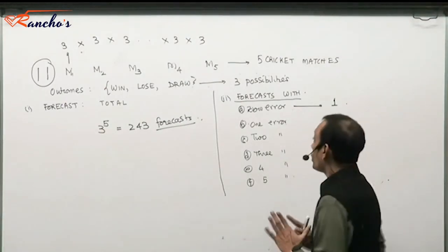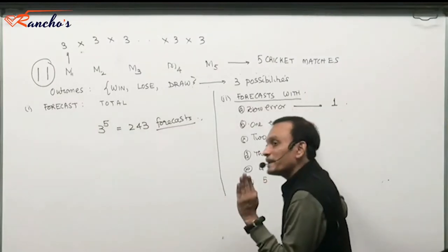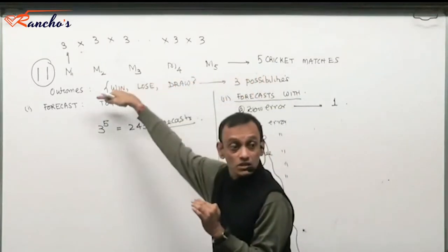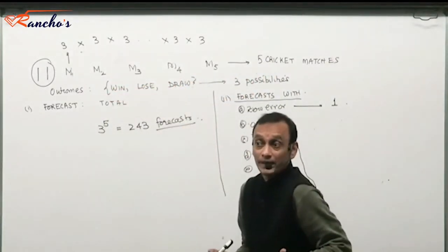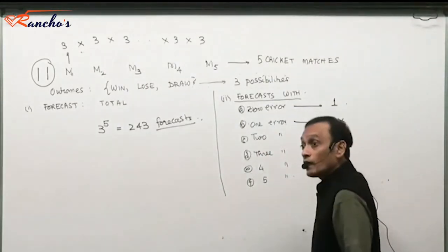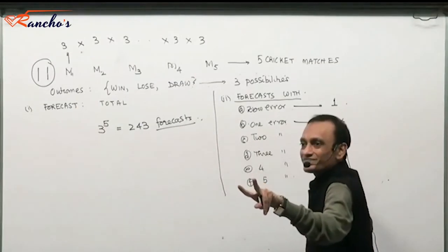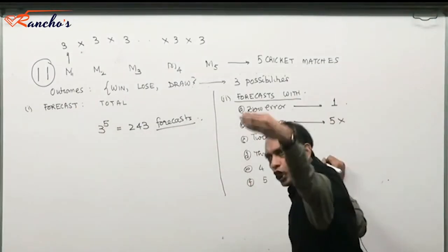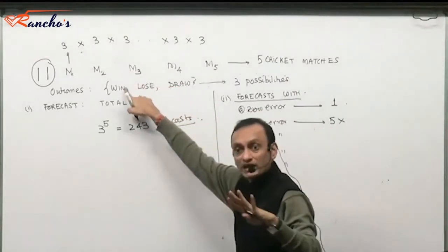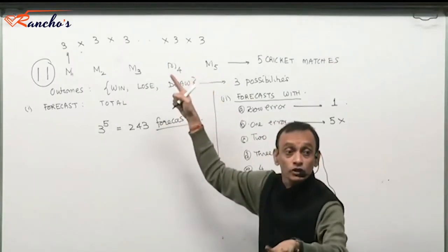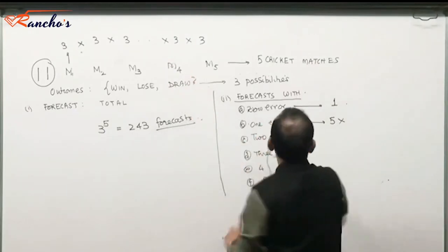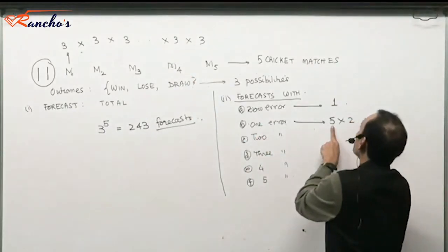Yes or no? A forecast made with 1 error. That means one of the matches is wrongly predicted. So first you'll have to select that match. Out of 5 matches, you'll have to select 1 match in 5 ways. But the error can happen in 2 ways. There is 1 right outcome but 2 wrong outcomes, so for each match, there can be 2 ways of making an error, right? So into 2, that makes it 10 ways.